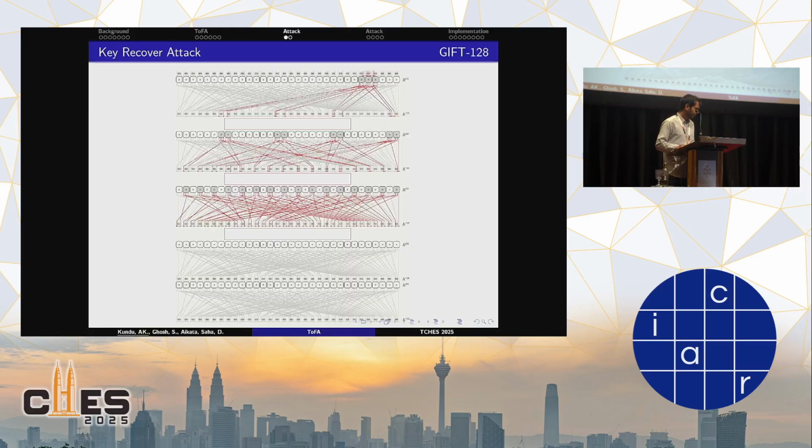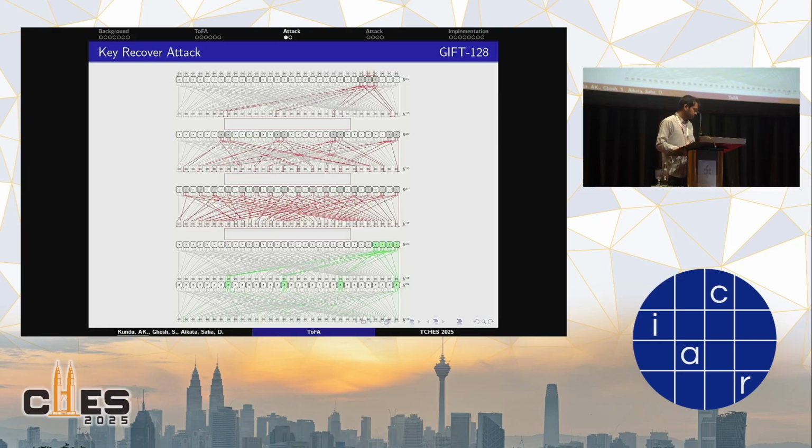So in our key recovery attack, suppose this is the representation of 5-round GIFT-128. Here we are giving the fault in this specific byte, consecutive 8 bits, and after the 3rd round, the differences are spreading in these possible bits only. So here we will guess one QR group.